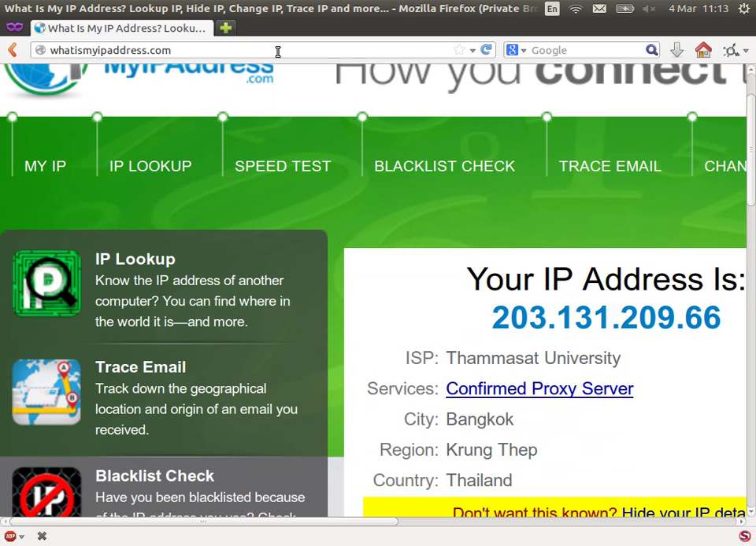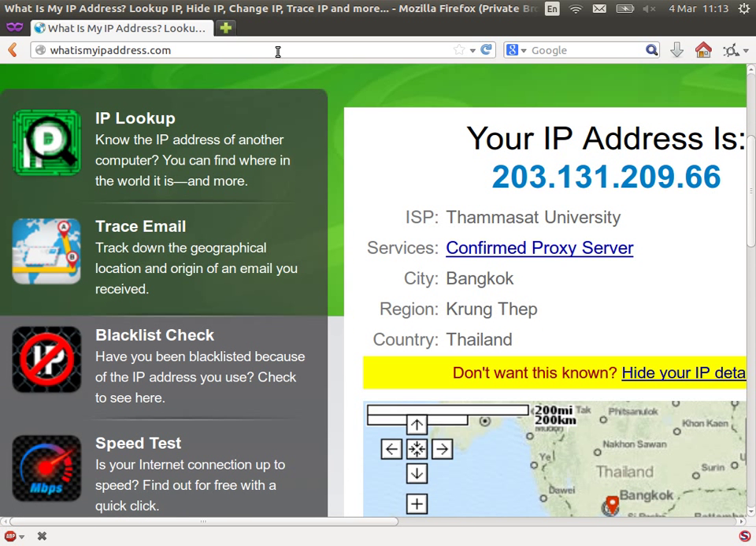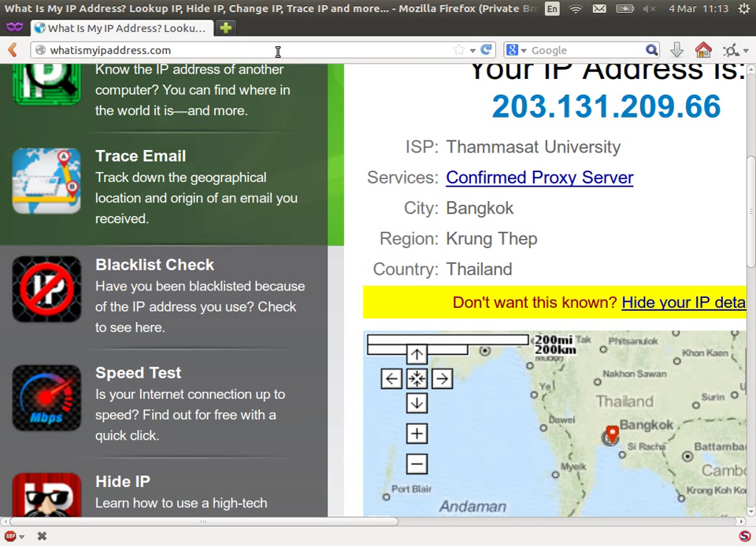The ISP is Tamasat, and it tells me my location on a nice map. So approximately, it tells me accurately to the city level. Okay, so this is what the server knows about my client, about me.